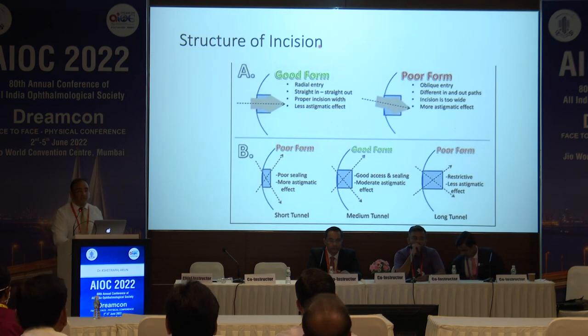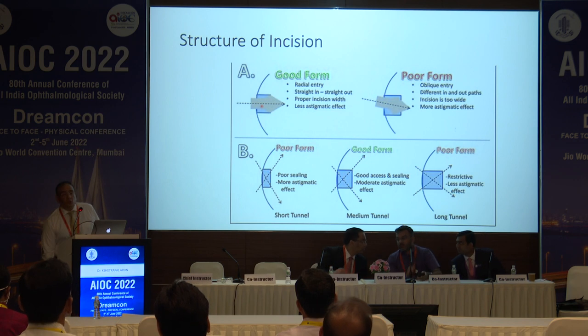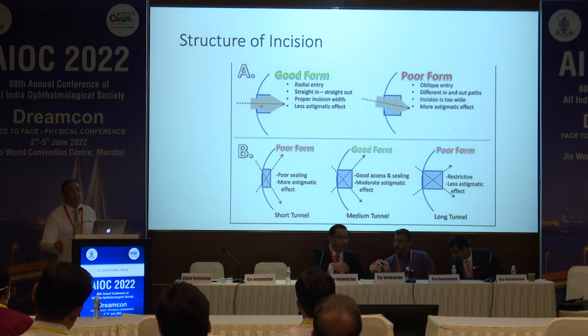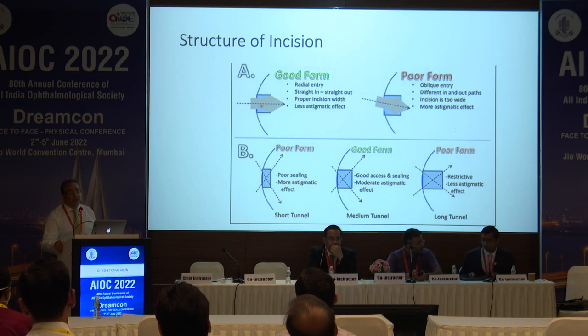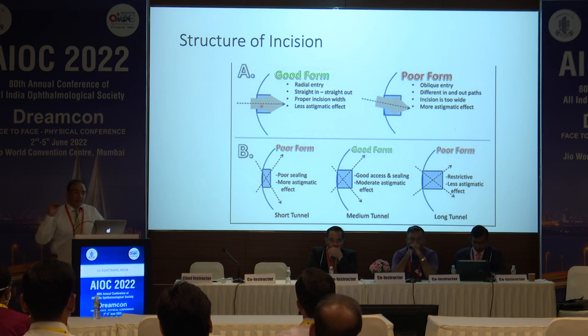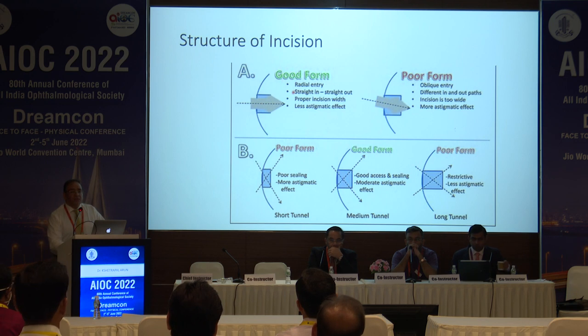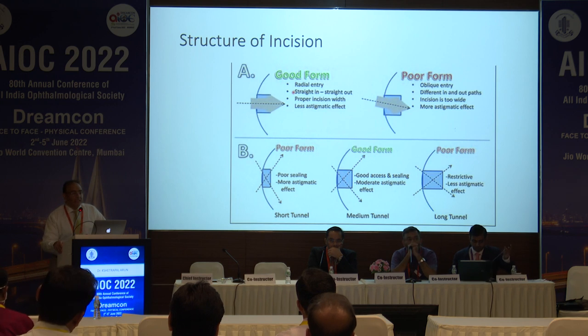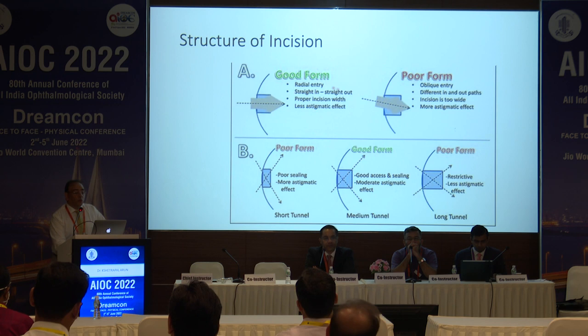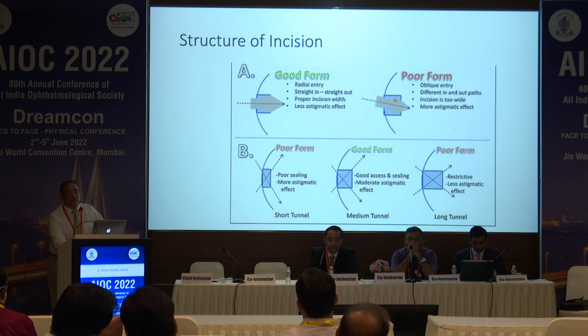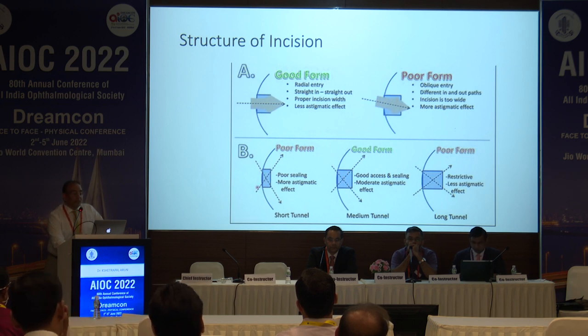Coming to the structure of the incision. Once you are introducing your keratome, it should be radially introduced. The tip of the keratome should be pointing towards the center of the pupil, and it should go straight in and straight come out. If you're not able to enter radially, you may land up with a bad or poor incision. If you go obliquely, the incision size will be more, and it will be difficult for you to maneuver your instruments.